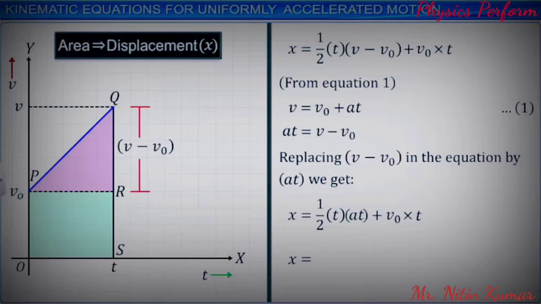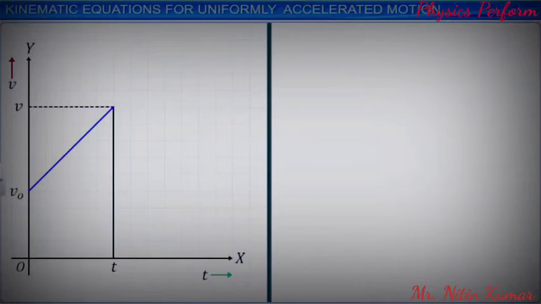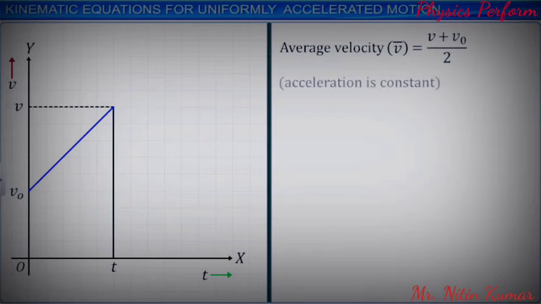The third equation is the relation between initial velocity v naught, final velocity v, acceleration a, and displacement x. The average velocity of a body, v dash, is half the sum of v and v naught, where acceleration is constant. We know that displacement is the product of average velocity and time, that is, the product of v dash and t.